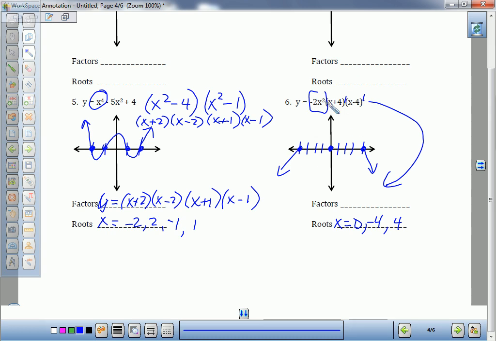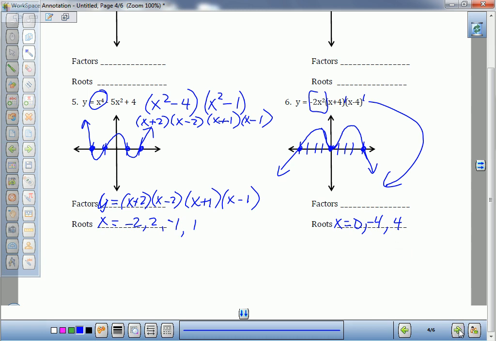Okay, it's going to pass through the -4 because it's to the first power. It's going to bounce. And the math word we use for that, if we're describing that, would be tangent. It is tangent at 0 because x is being squared. And it passes through at +4. And that's what our graph would look like.